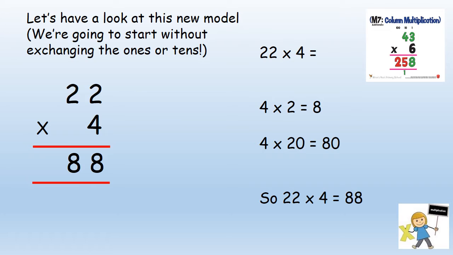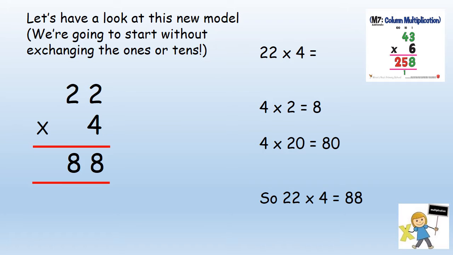So let's have a look at this new model without the expanded brackets. We're going to start without exchanging the 1s or the 10s though. Our sum is 22 times 4. When you write your sums down, remember to put 1 digit in each square and keep your 10s and your 1s in the correct column. So the sum is 22 times 4. First of all, we need to multiply the 1s. 4 times 2 equals 8. And we write the 8 in between the answer lines.